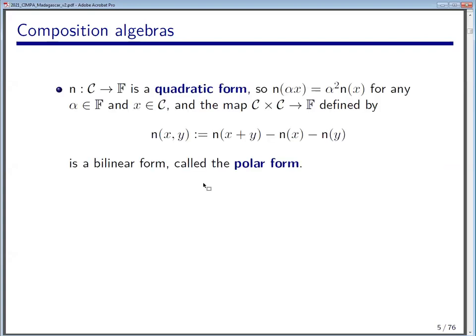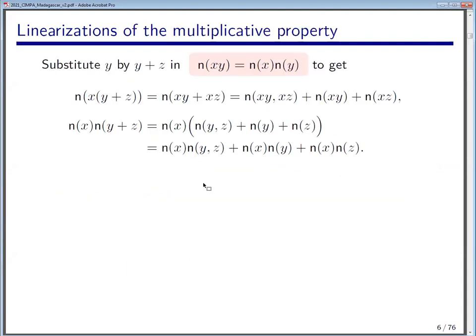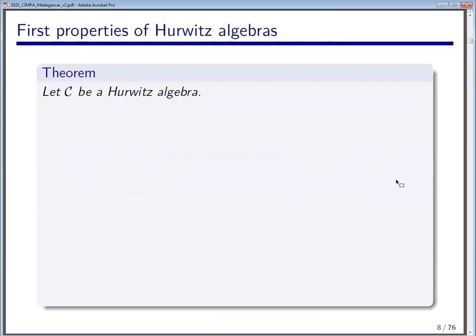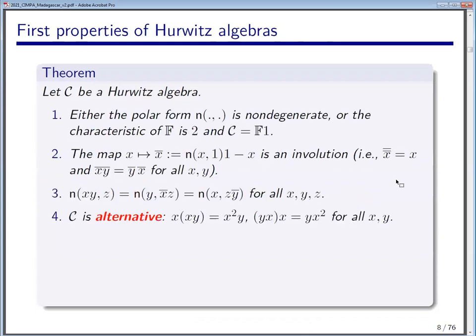Hurwitz algebras are unital composition algebras. So we review all these things, and now I have corrected the minus signs that appeared yesterday that were not correct. Just by linearization of the multiplicative property, we get a couple of identities involving the norm, that are just deduced from the multiplicative property by this process of linearization that I mentioned yesterday. And with that, we were able to prove some nice properties of these algebras.